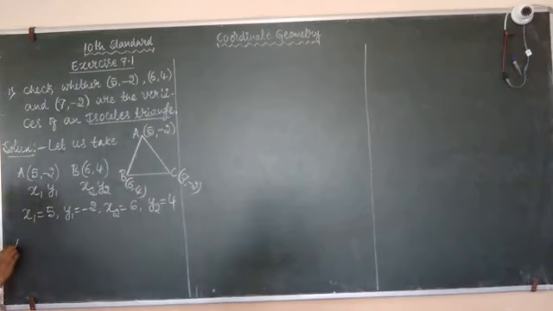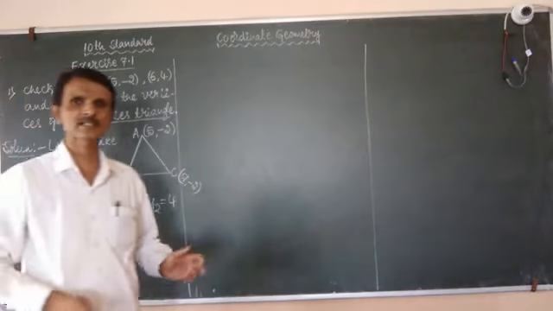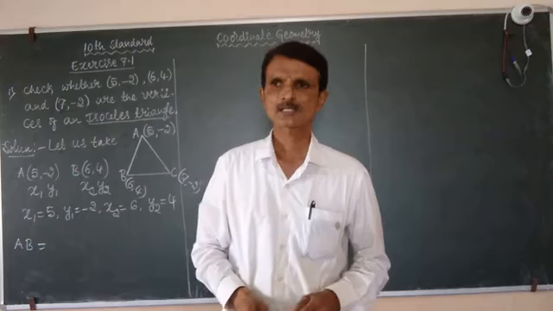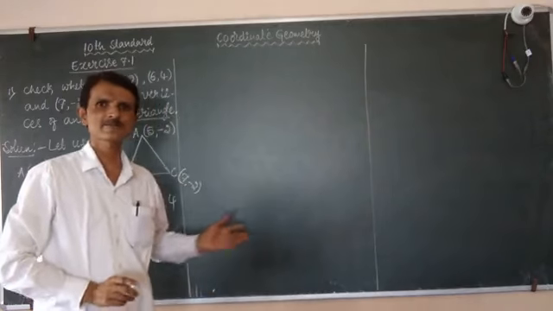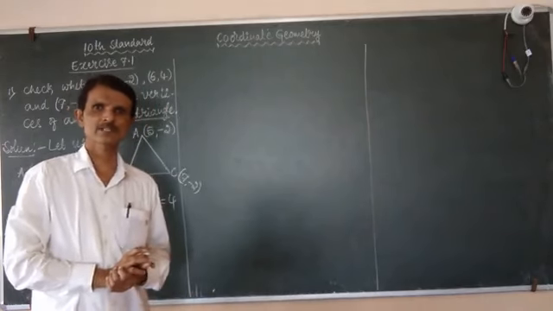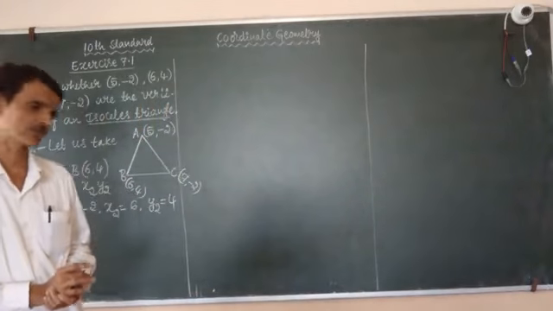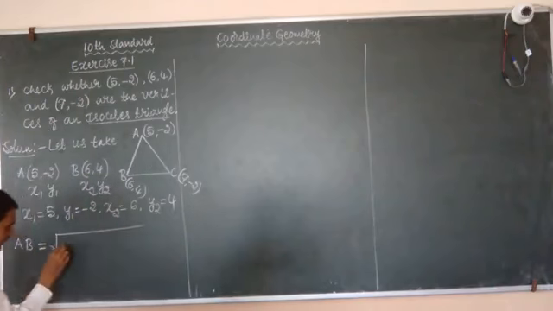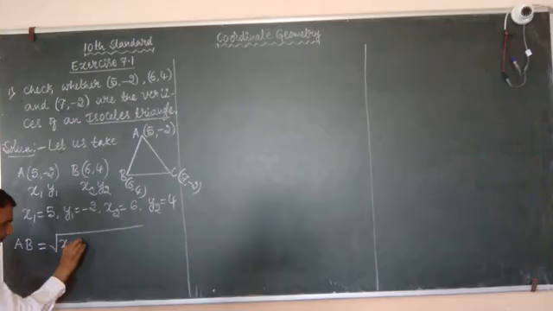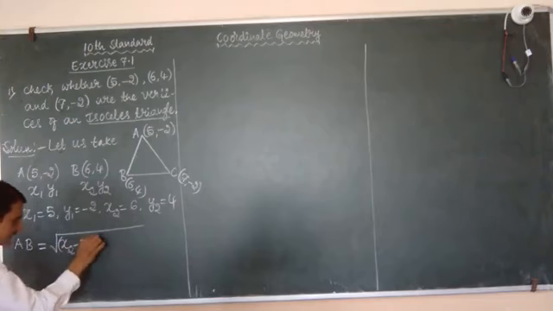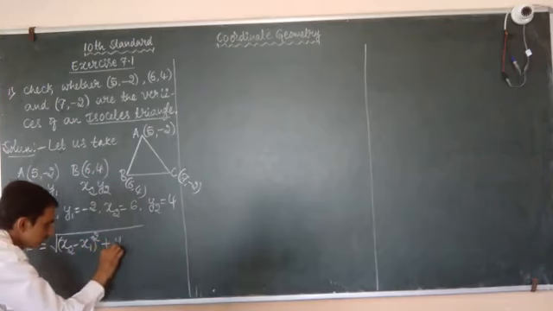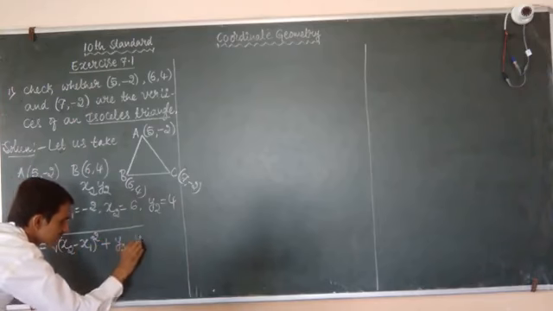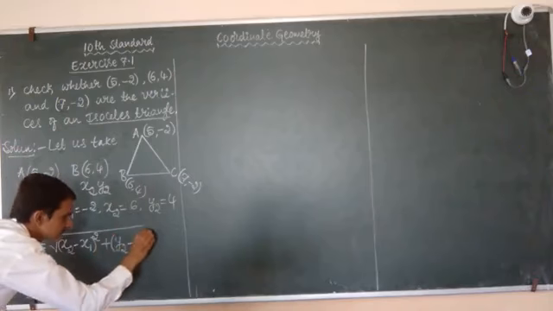So the distance between the points A and B, what is the distance formula here? Yes, the square root of (x2 minus x1) whole square plus (y2 minus y1) whole square. So AB equals the square root of (x2 minus x1) whole square plus (y2 minus y1) whole square.